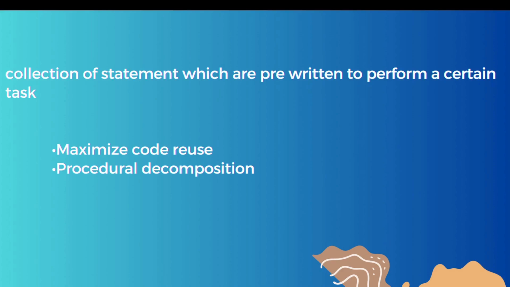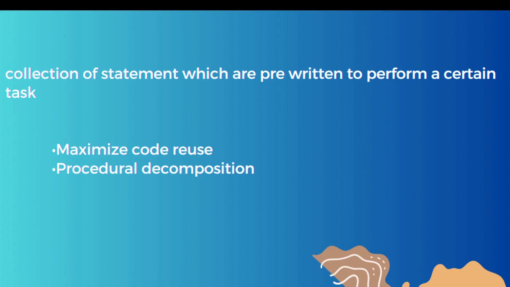How are functions helpful? They help to maximize code reuse, and they are also useful for procedural decomposition. Let's understand one by one. If there are some very repetitive tasks, we can create a function for those tasks and call the function itself in the particular code. That way the same function can be used many times, and it will help us to reuse.